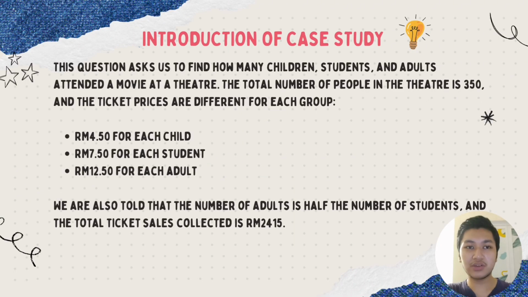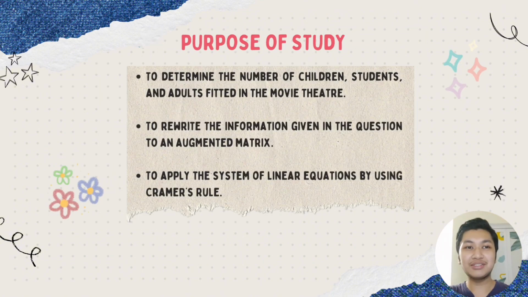So basically it talks about a movie theater that can be filled with 350 people, and we need to find how many children, students and adults are in the movie theater. Here we also have the price for child, student and adults, which are different prices. We also have the information that the number of adults is half the number of students and the total ticket sales is 2415. Next we have the purpose of study, which talks about what we want to find in this question, how we want to proceed, and what system of linear equations we will be using in this question.